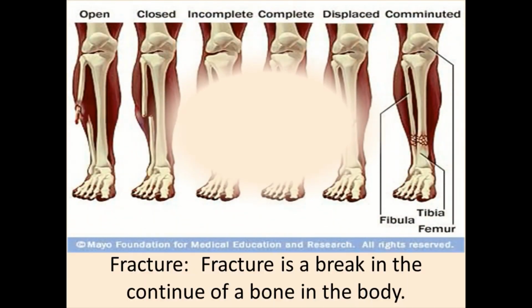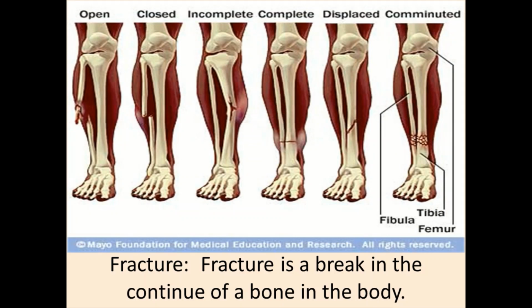The next is fracture. Fracture is a break in the continuity of a bone in the body. The fracture can be compound or open fracture, where the bone is seen on the surface of the skin. It can also be closed, where the bone is broken but the skin covers it. It can be incomplete or greenstick fracture, where the bone is slightly broken. It can be total or complete fracture. The bone is broken into two parts.